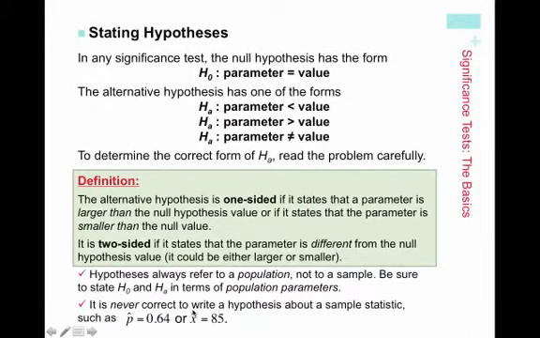One thing to remember, ladies and gentlemen, is hypotheses always refer to the population and not to a sample. When stating the null and alternative hypotheses, you must talk in terms of parameters. You cannot talk about p hat and x bar. It must be p and mu.